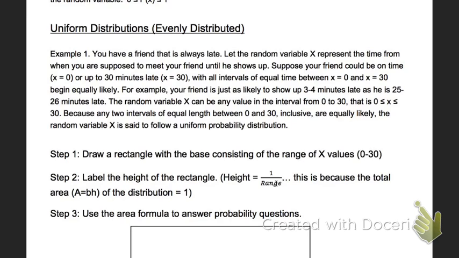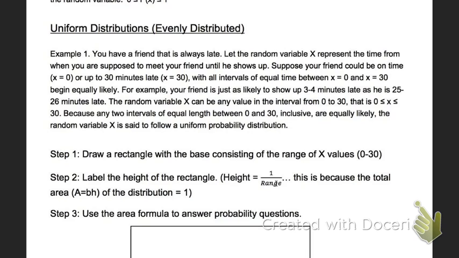So here is something that you would see, like a word problem, where it's going to give you the range of x values, and you need to construct a uniform distribution, and then you can answer questions based off of that. So the example says you have a friend that is always late. That could be you that's always late. Let the random variable x represent when you are supposed to meet your friend until he shows up. Suppose your friend could be on time or up to 30 minutes late.